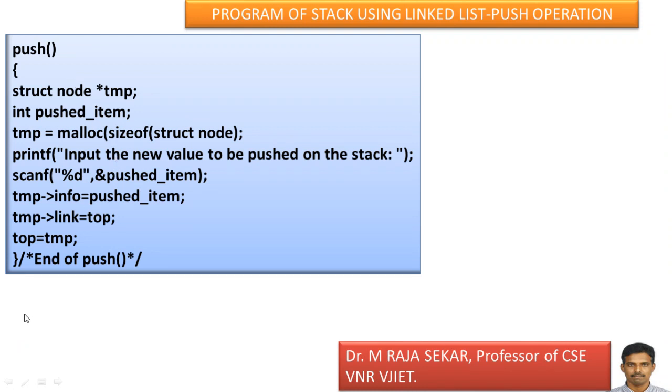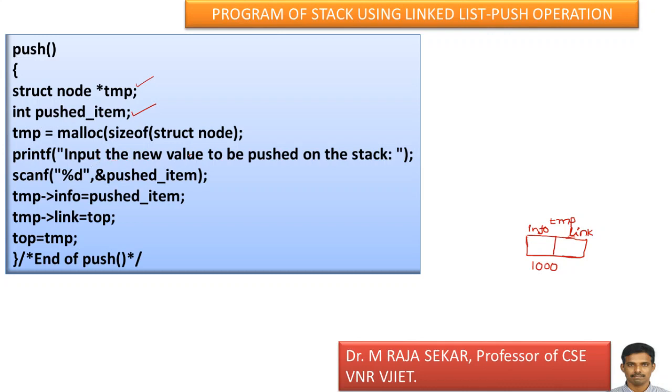Now, int pushed_item. pushed_item is an integer type variable, isn't it? tmp is a pointer variable. tmp = malloc(sizeof(struct node)). What happens? It means internally a node will be created. Let me say this is the node, this is tmp, in which you have two fields. One field is the info field and another field is the link field. Let me assume the address is 1000.